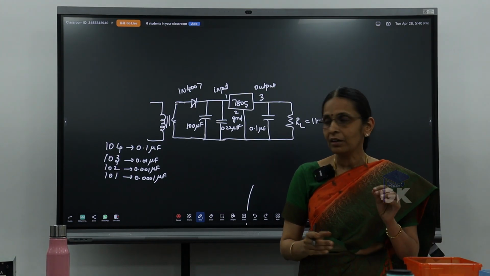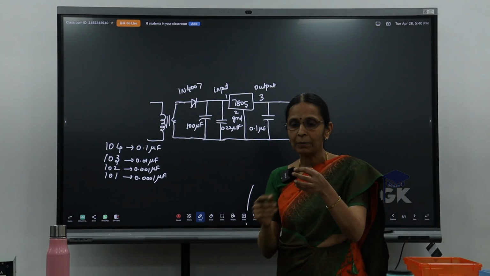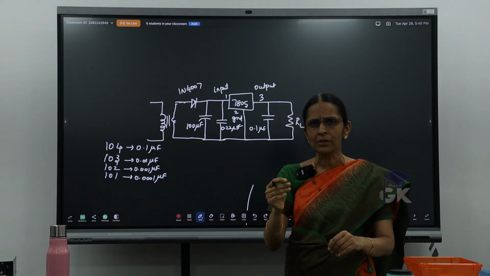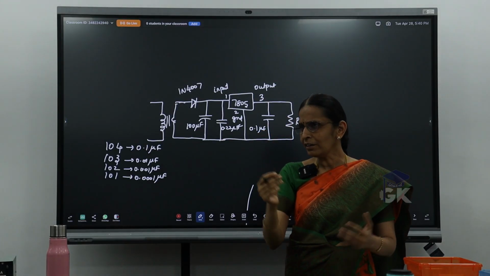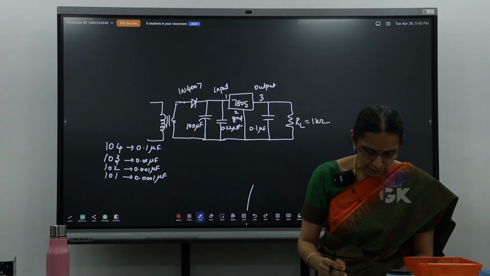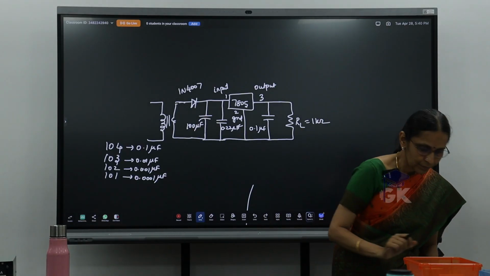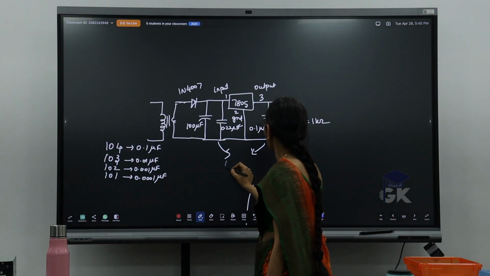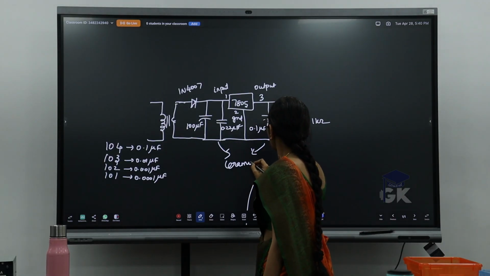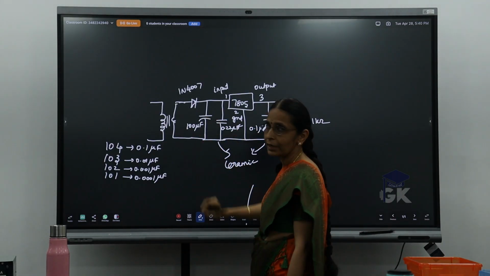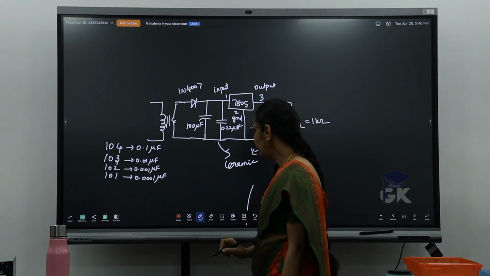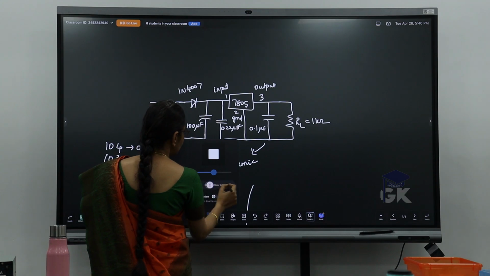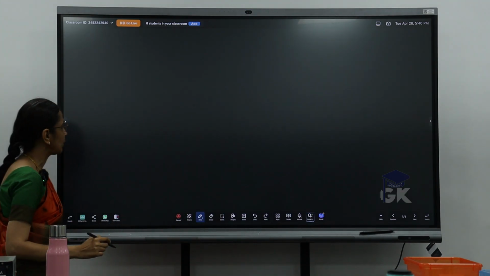So you can make use of this ceramic capacitor. Ceramic capacitors, I think all of you have used. Sir has shared in the group also, right? Values and all that. So fair enough, you can get it from that. So these two are ceramic, whereas this will be your electrolytic capacitor. Clear? Now let's check the data sheet of this 7805.